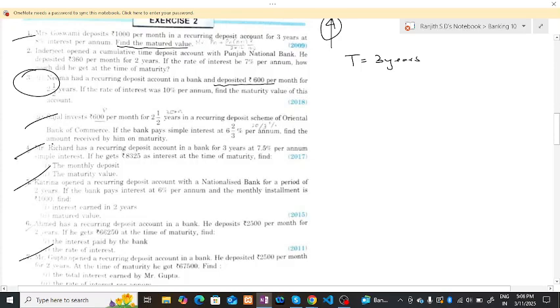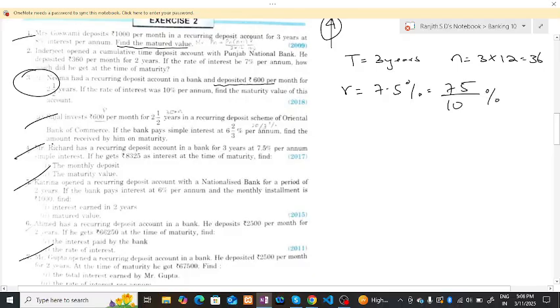See, time is equal to 3 years, but we don't use T here. Instead of T, we use N. What is N? How do you convert? 3 into 12, that is 36. Yes, we need N. N is equal to 36. And rate. Rate is equal to 7.5%, that you can keep as 75 by 10%.